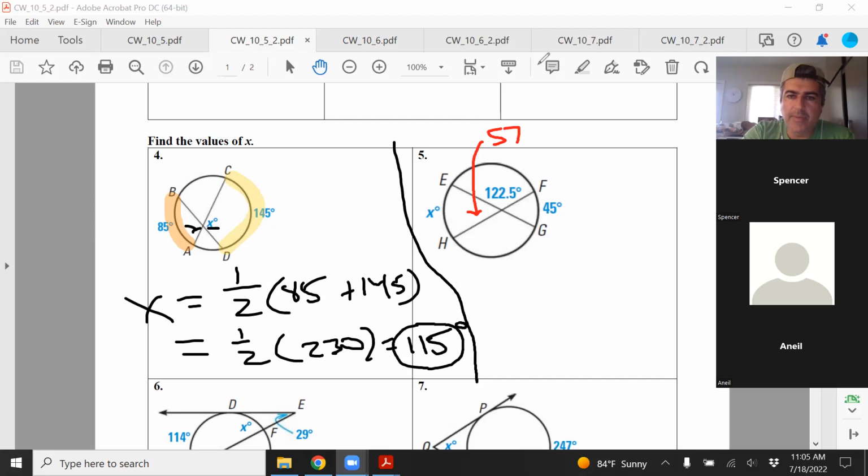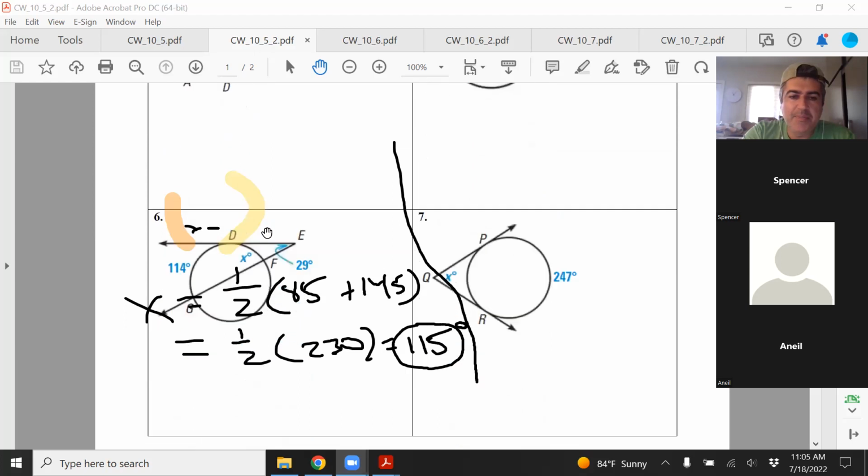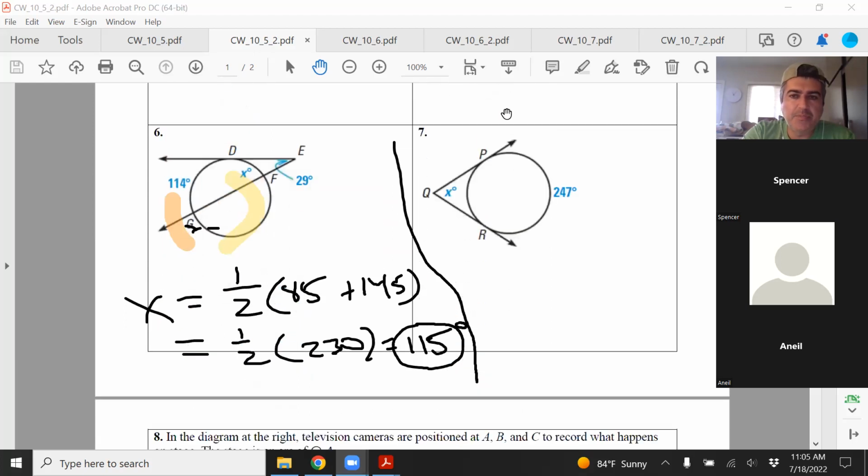Oh, I don't know why I'm doing number 5. You guys can do 5 for homework. So that's number 4. Hopefully that makes sense. Number 6.